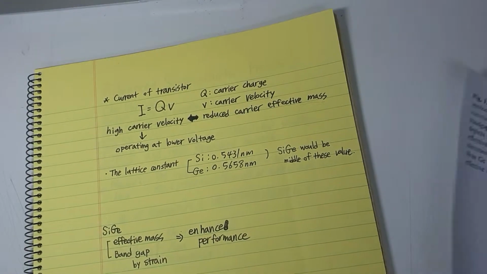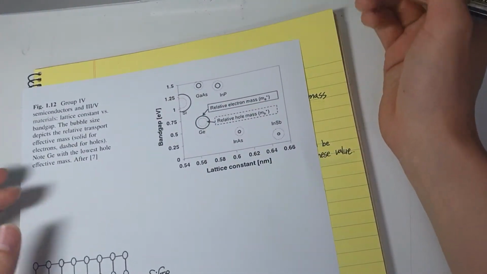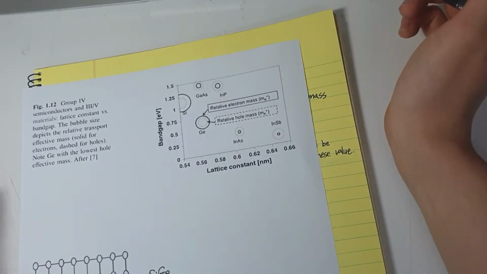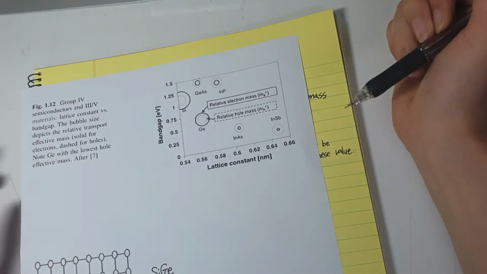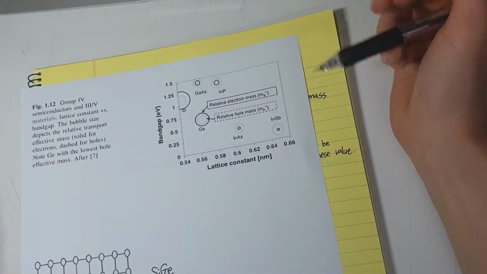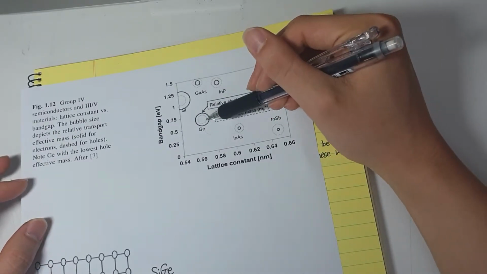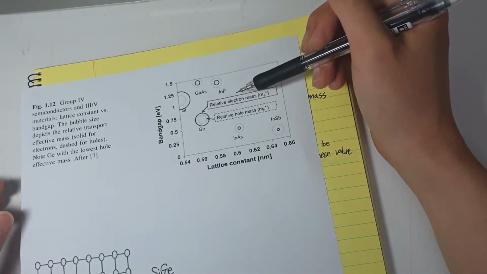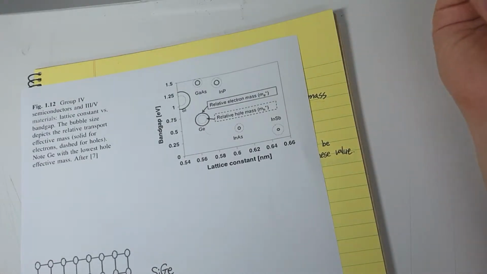In figure 1.12, it shows the semiconductor group IV and III-V materials, and the bubble size indicates the relative transport effective mass, solid for electrons, dashed for holes. As you see, germanium has the lowest hole effective mass here, so we can operate at a lower voltage.